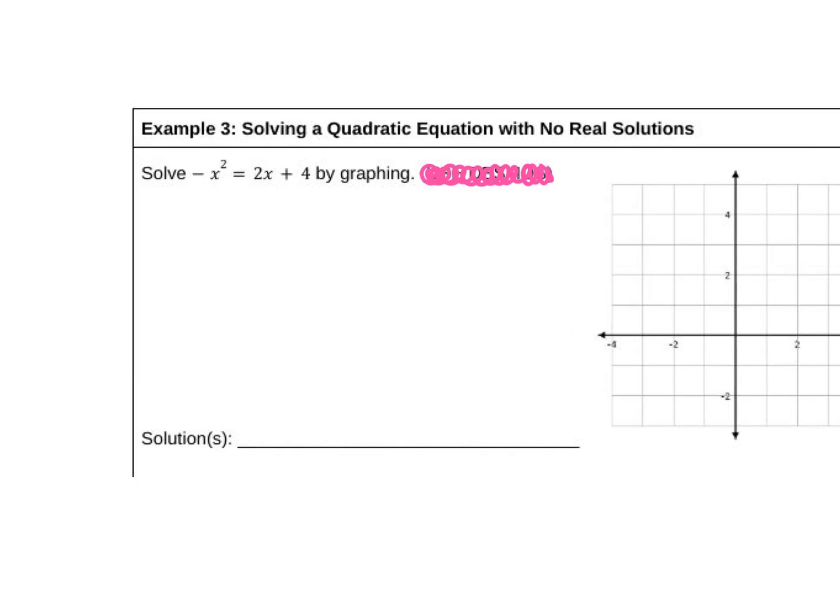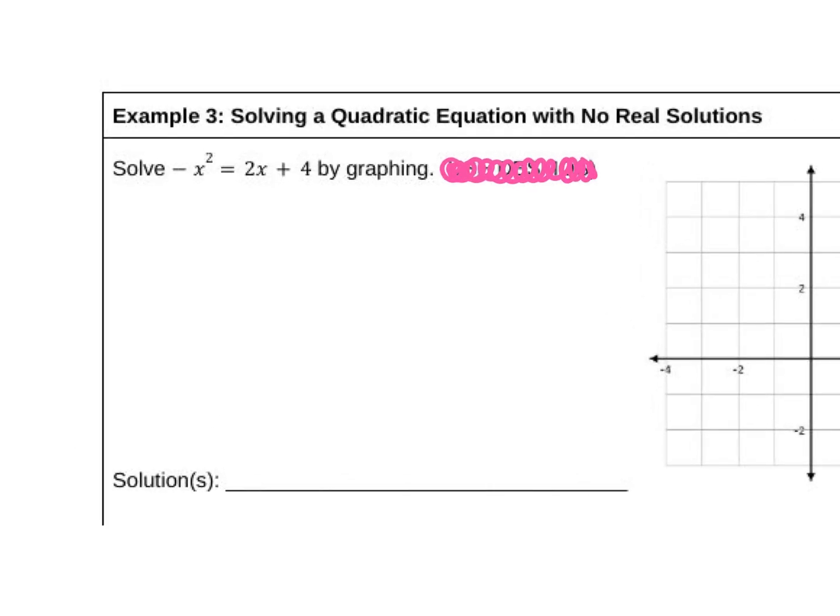Okay, so we're going to get it by graphing. What am I going to do to make that equal 0 first? Add the x squared. Yeah, we don't want to have a negative a value. You can have it that way, but we just don't want to.